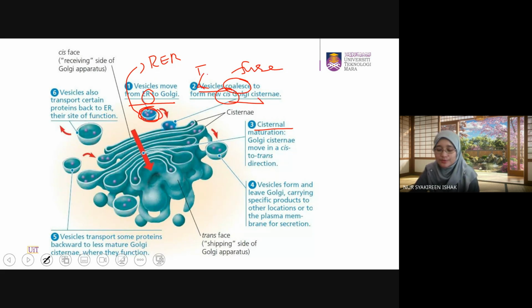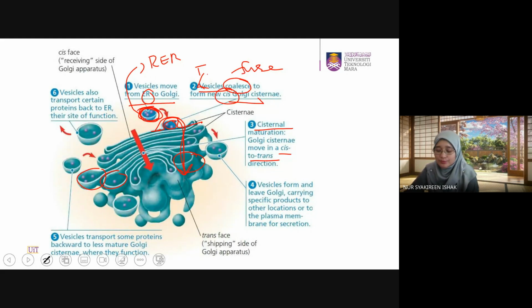And then it says here cisternal maturation: Golgi cisternae move in a cis to trans direction. So the movement of the product, which ends up in the lumen of the Golgi apparatus, will be from the cis medial region to the trans phase. The membrane of the transport vesicle fuses with the membrane of the Golgi apparatus, and the product ends up in the lumen of the Golgi to be modified and then packaged again at the trans phase, which faces the plasma membrane.